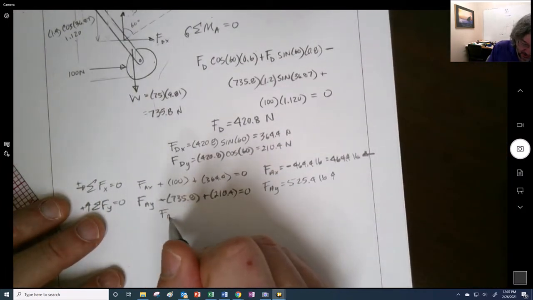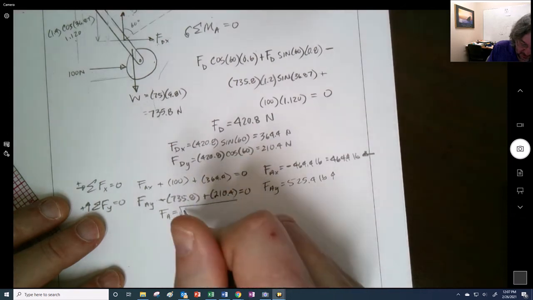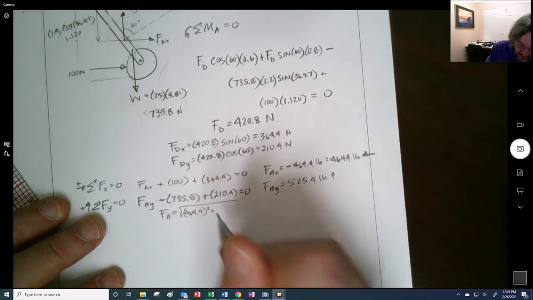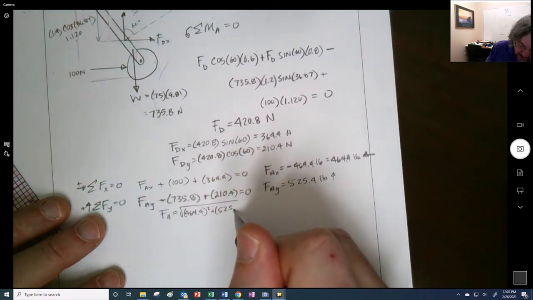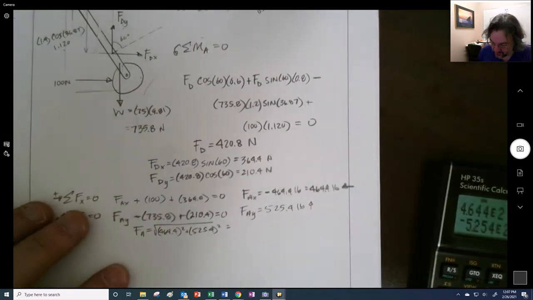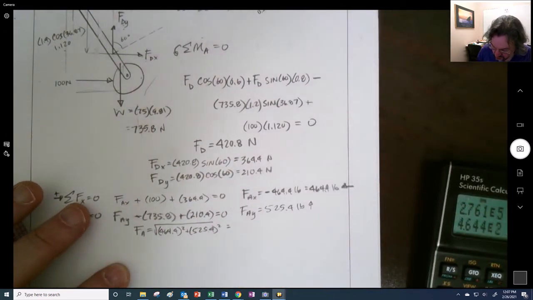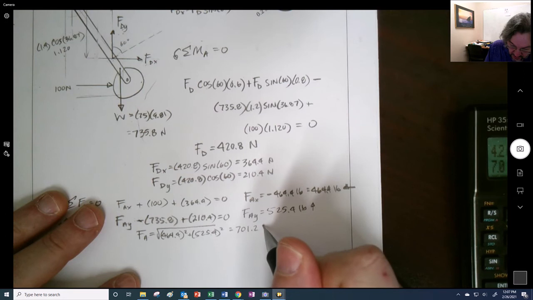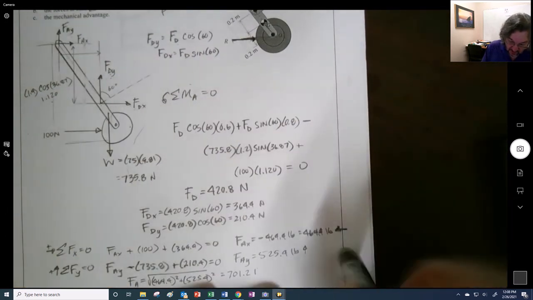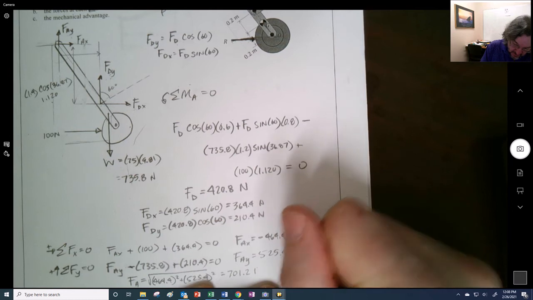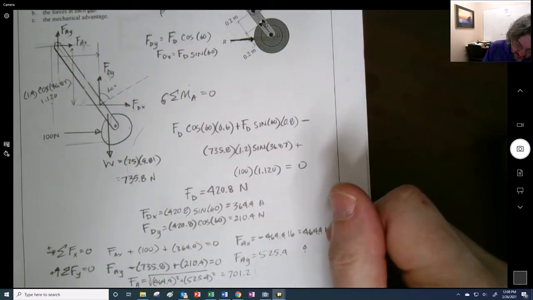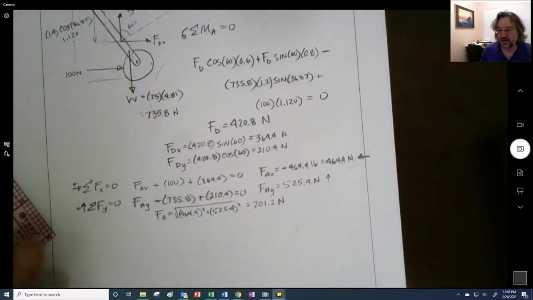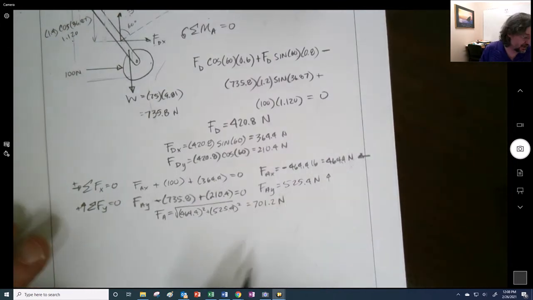So we would want to know that FA was the square root of 464.4 squared plus 525.4 squared. So I get 700 and 1.2 pounds. I just wrote pounds in a couple of places, didn't I? Newtons. Don't get your units confused. All right. And it didn't really matter what direction that was going in. We really only care about the magnitude here.